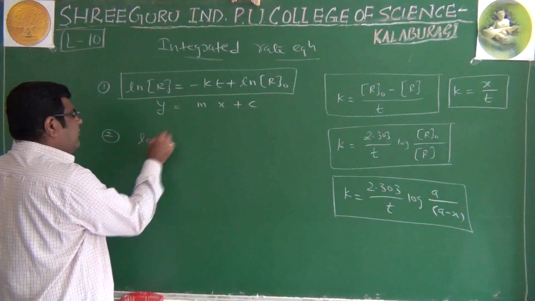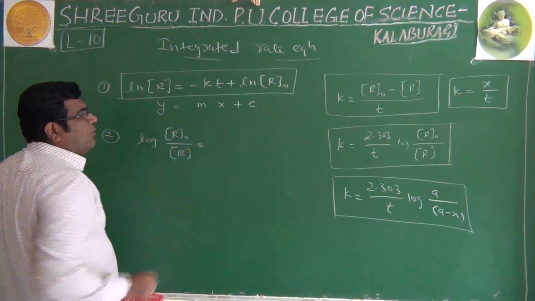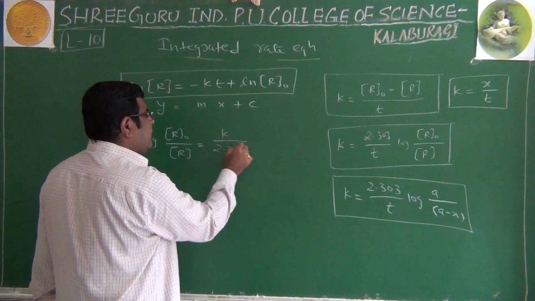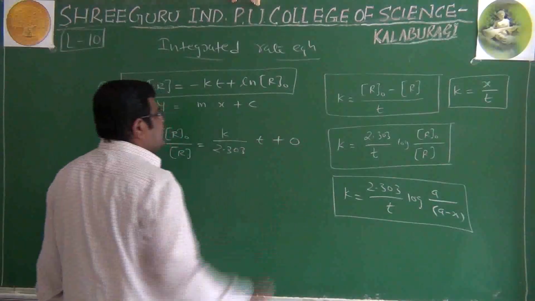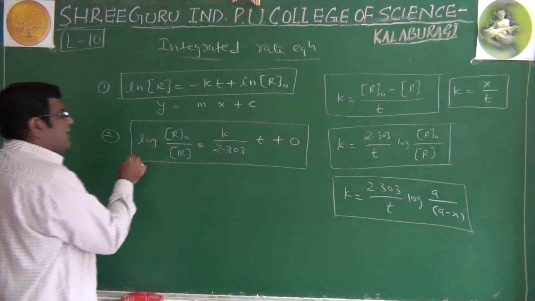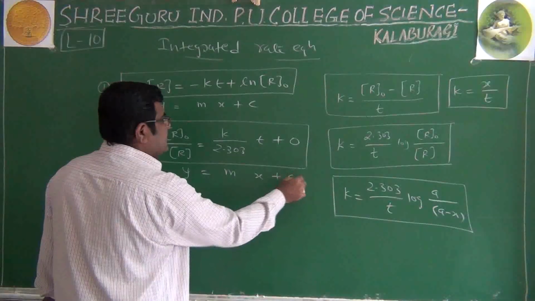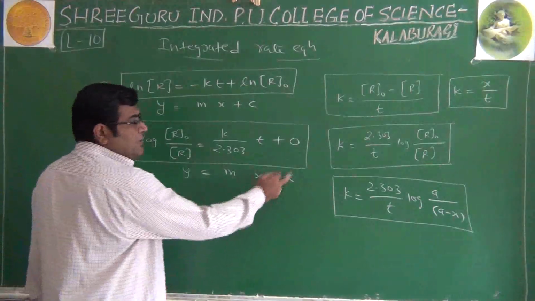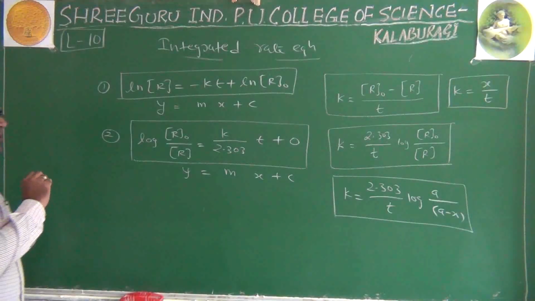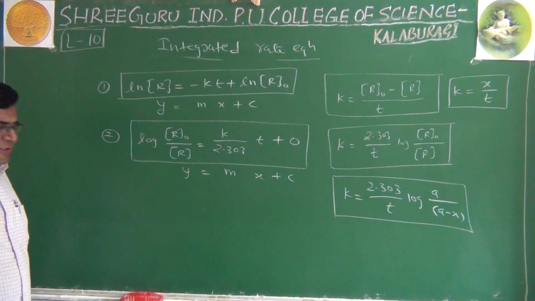The log of R0 by R equals K divided by 2.303 t plus 0, and we said that this equation is also a kind of straight line equation, y equals mx plus c. The intercept, there is no intercept, the slope is positive, and no intercept means a straight line passing through the origin. Both of these graphs we have plotted.